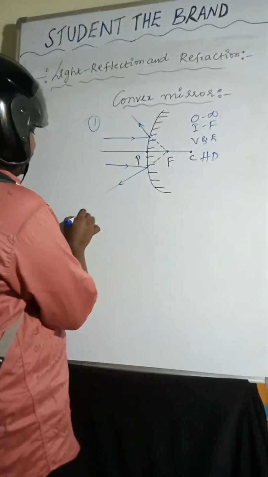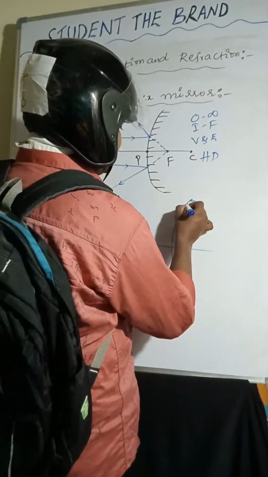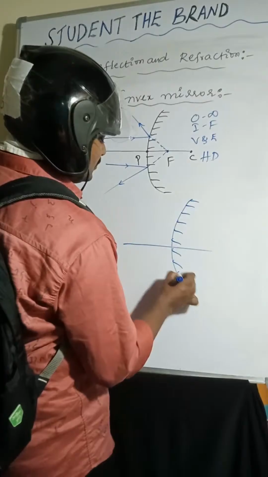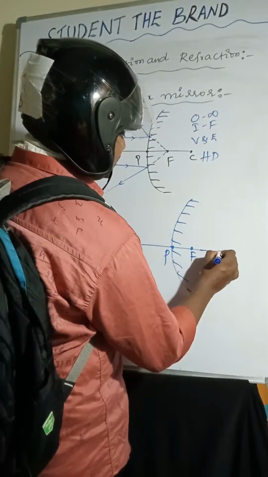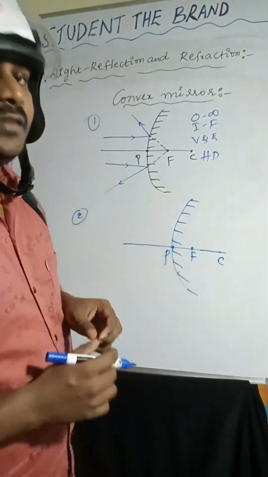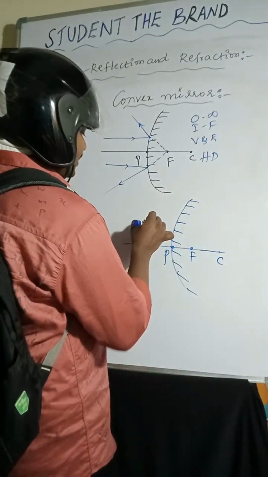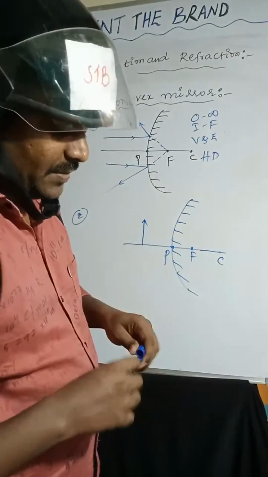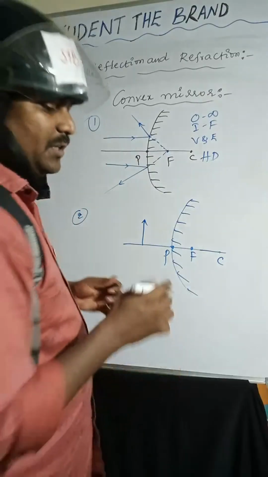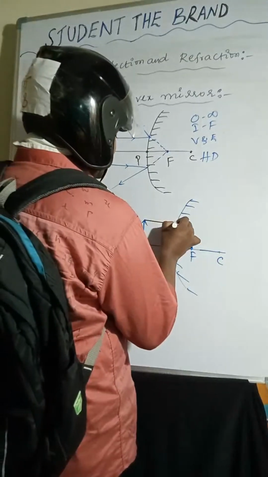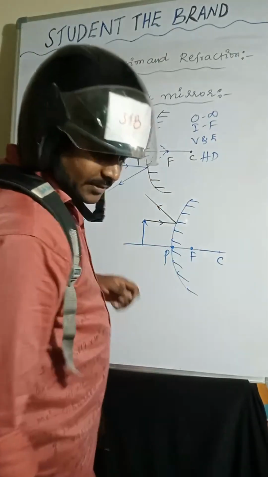And coming to the second case. Okay. So object is placed. Again pole, focus, and center of curvature. Object is placed in front of the mirror. How many light rays are required? Minimum 2 light rays are required to form the image of the object. That's why I'm taking one light ray like this. After reflection, it passes through focus.